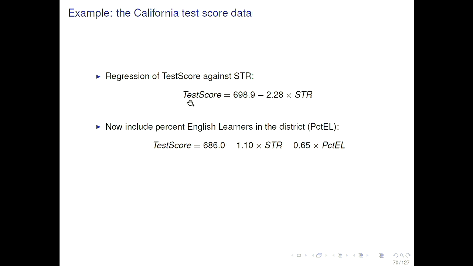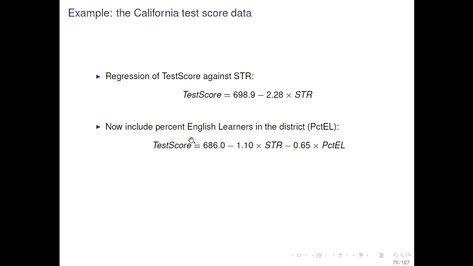So here, let's go back to California test score data. Previously, when we included only student-teacher ratio, this was the estimated regression equation. Now, we include an additional variable that we didn't include previously. So when we did this, this additional variable was omitted. And we learned that there's a good reason that this omitted variable can cause bias on this slope parameter, on the OLS estimator. Not only this, but also the intercept as well.